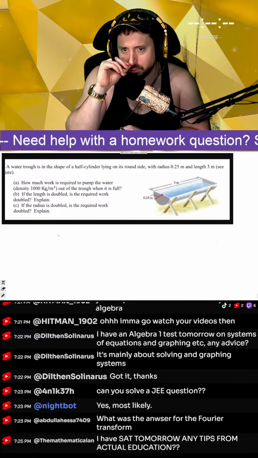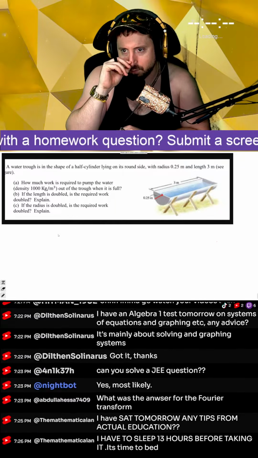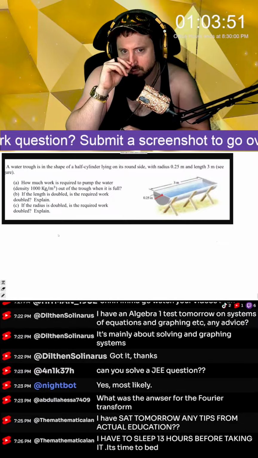All right. How much work is required to pump the water out of the trough when it is full? Okay.